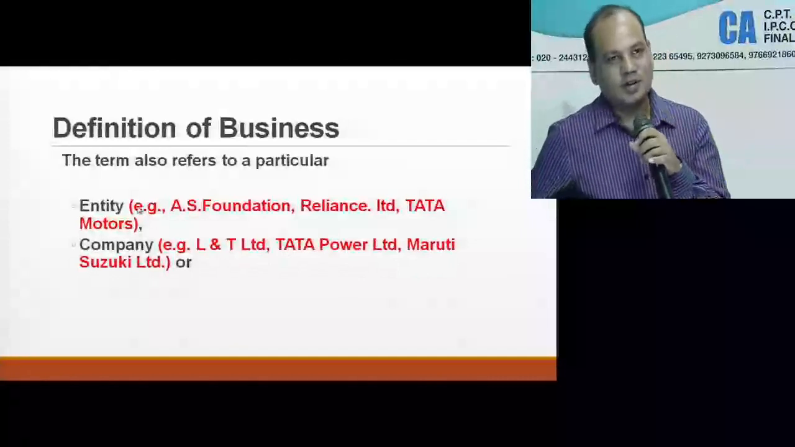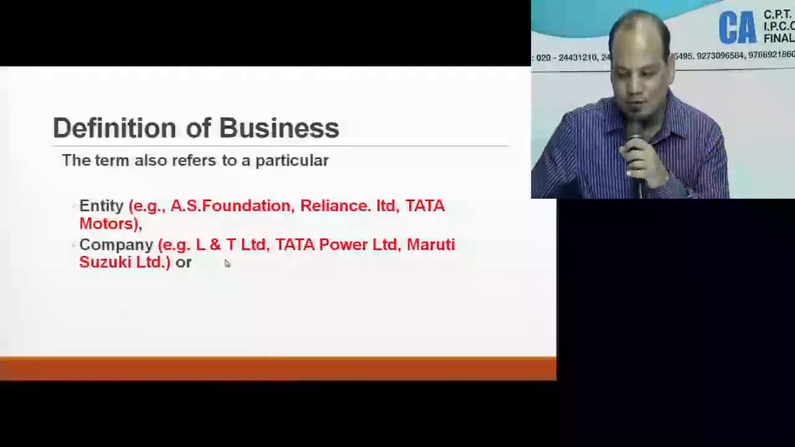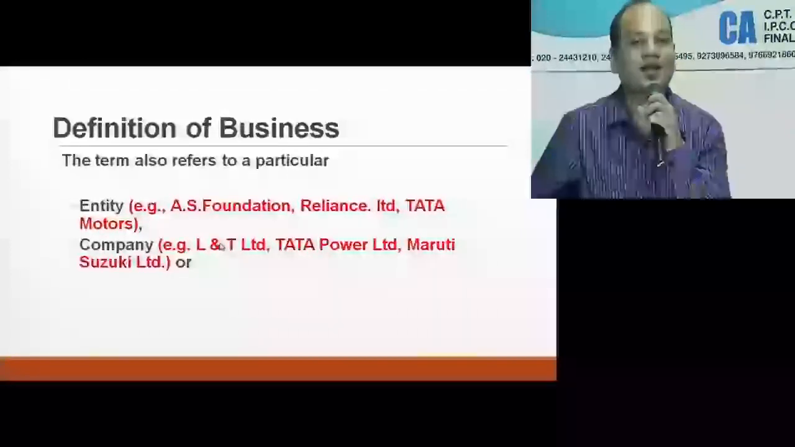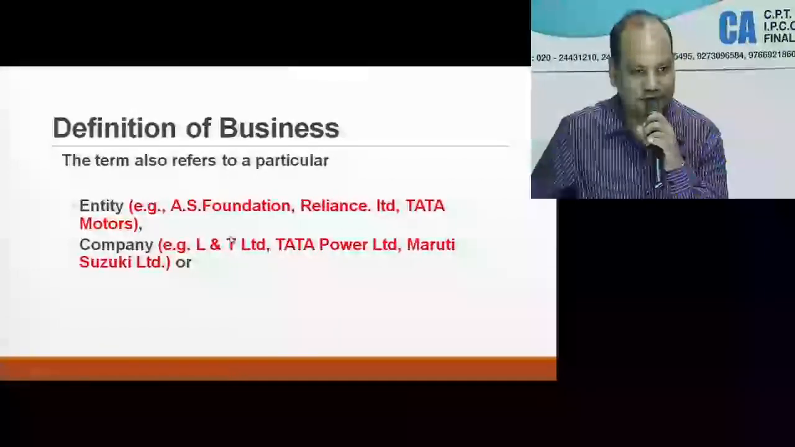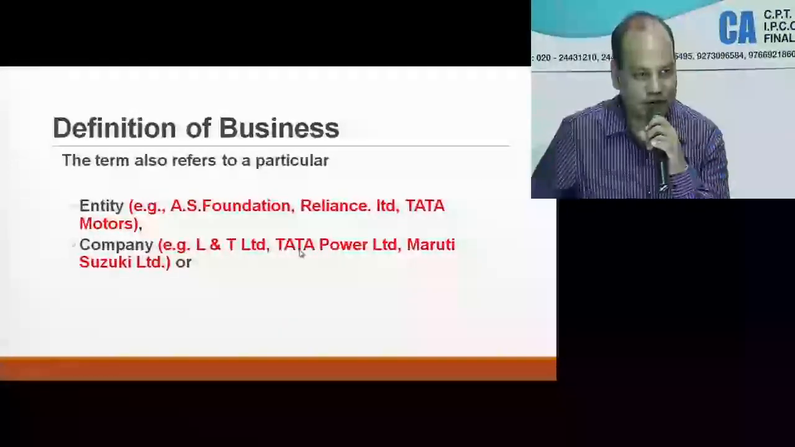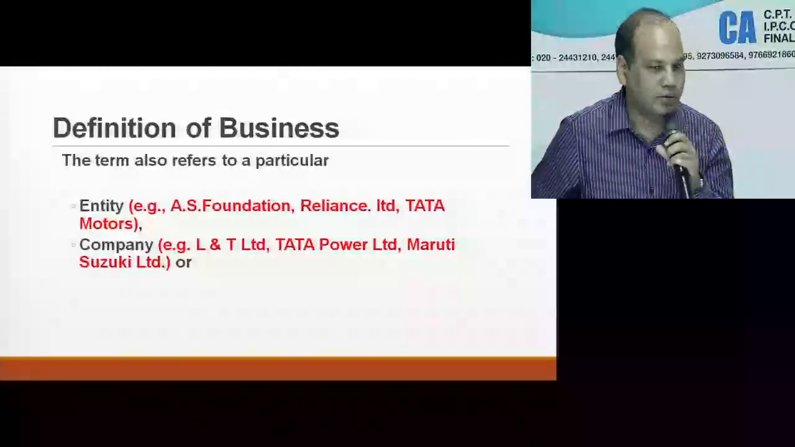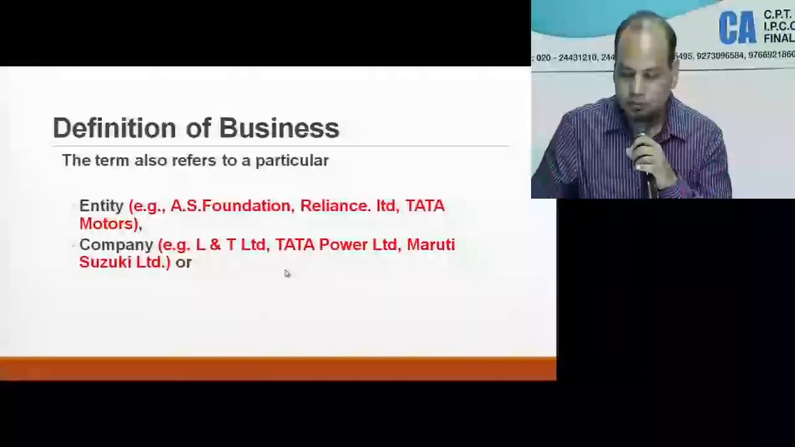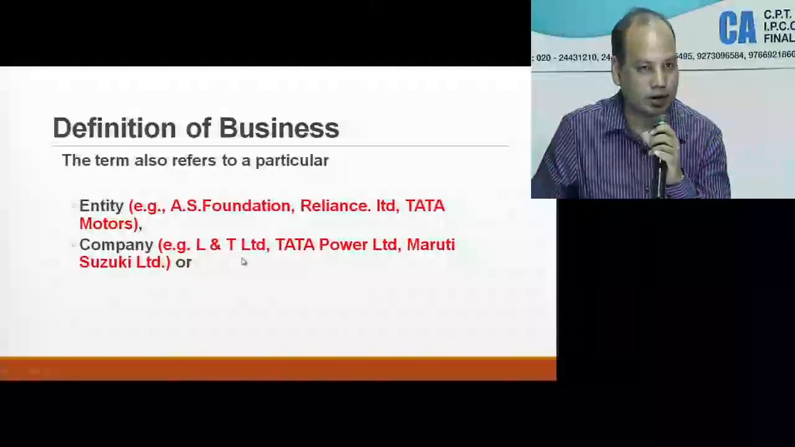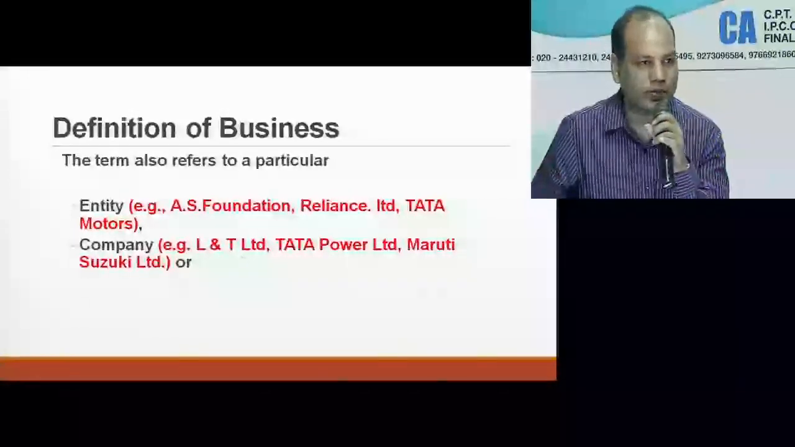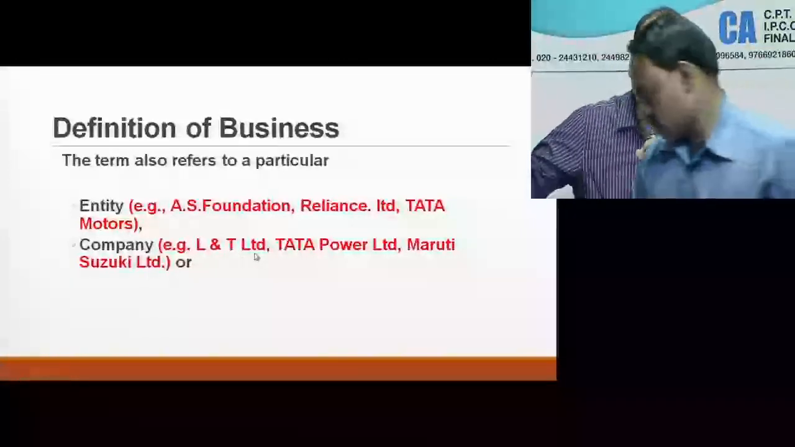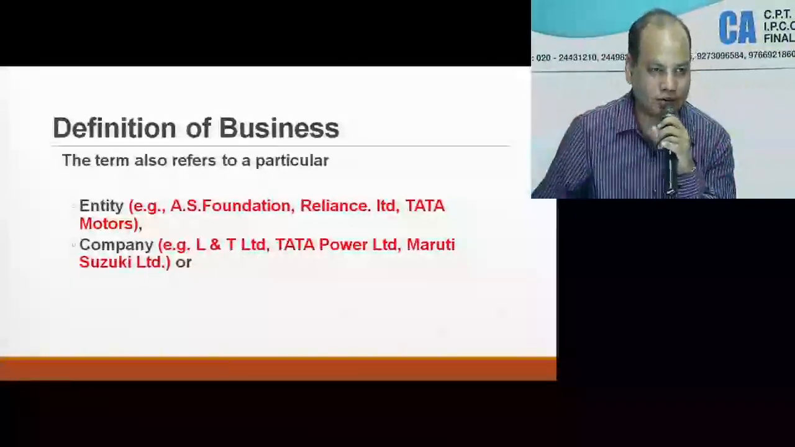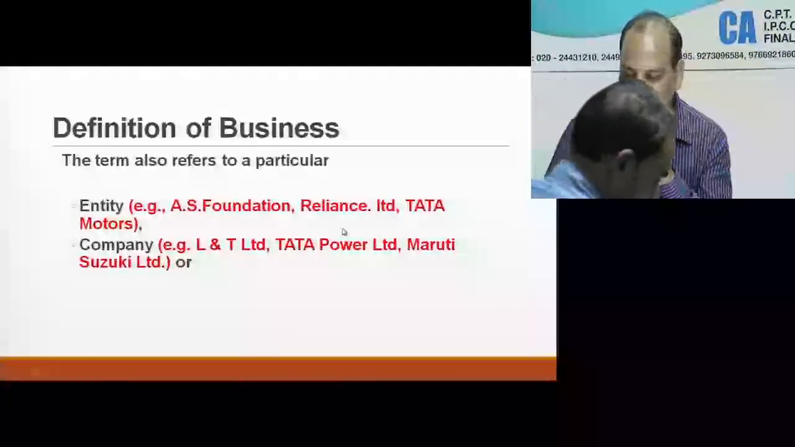Or when we say business, it means a company. Like for example, L&T. What is L&T Limited? Larsen and Toubro Limited. What do they do? Business. What business? Engineering business. They are into construction activities. Okay. Engineering activities, electrical activities, and they have got other subsidiaries which are in the field of finance also.